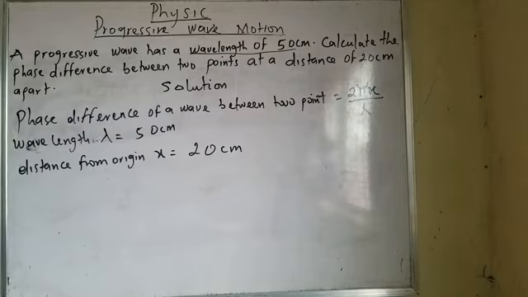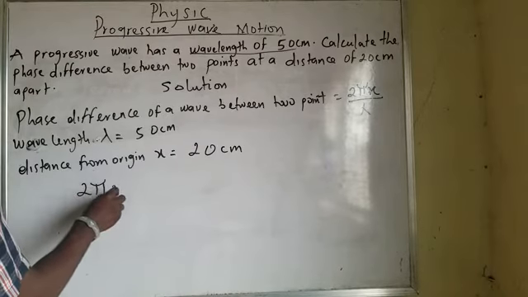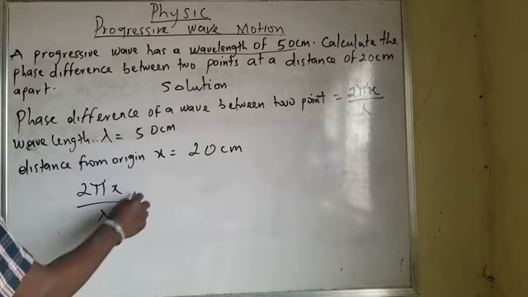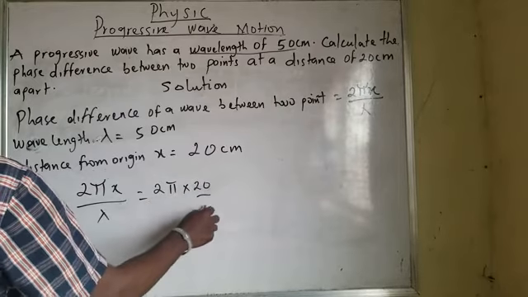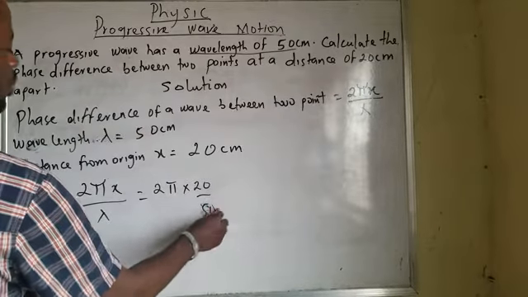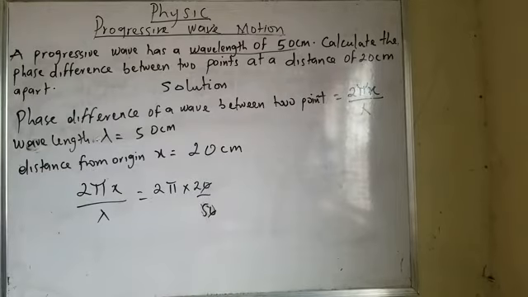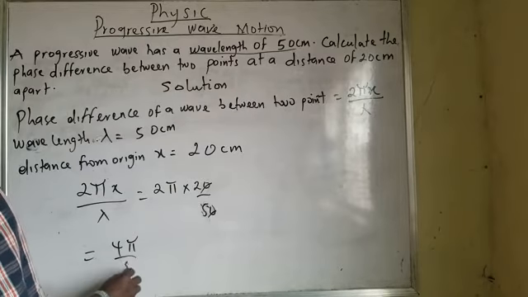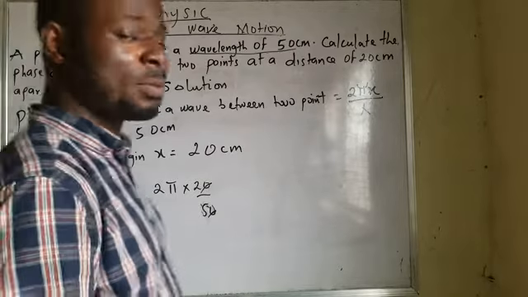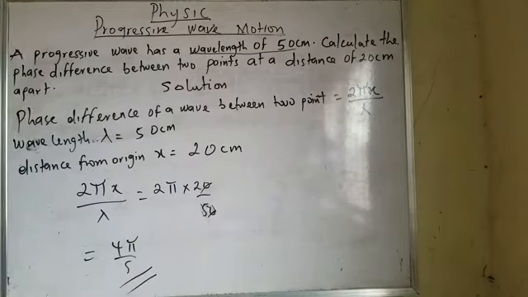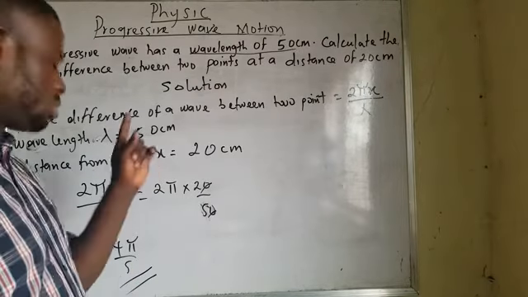Now, what else do we need to do? I can now say that, by the formula stated above, which is 2 pi of x divided by what? Wavelength, I have 2 pi multiplied by 20 divided by lambda, which is 50, which will cancel, and I can now say that it will be equals to 4 pi all over 5. That is my answer. We all know pi in terms of degree and in terms of rad. In degree is 180, and 2 pi equals to 1 revolution. Take note of those things.